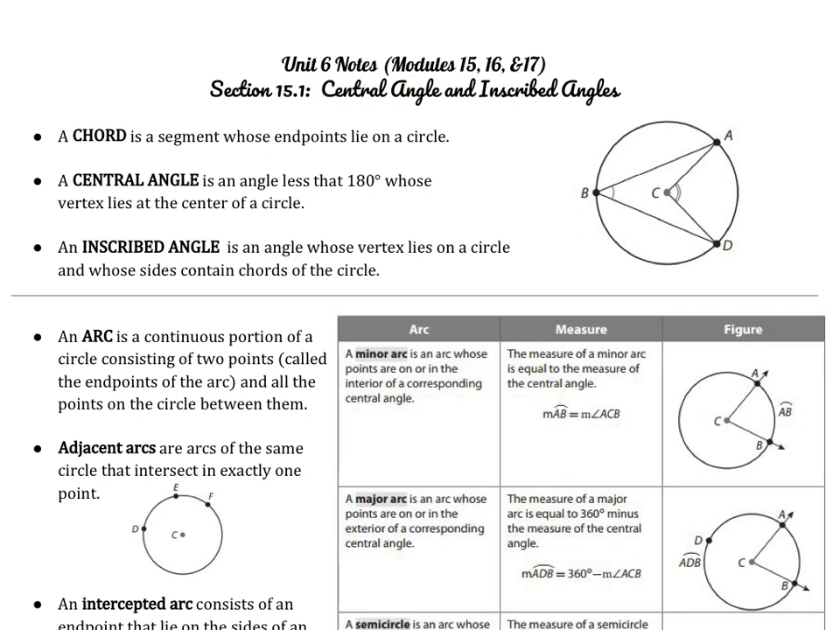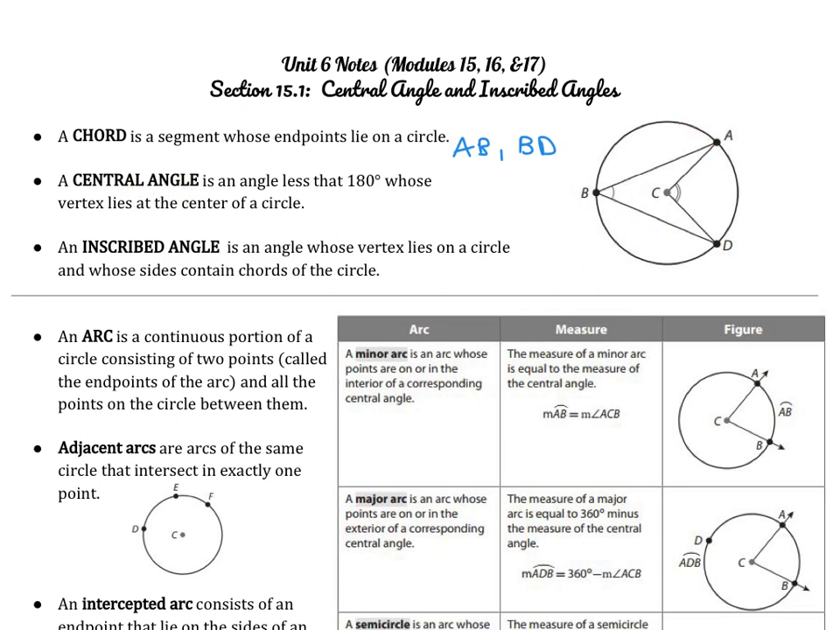So today we're going to talk about central angles and inscribed angles within a circle. But first, some extra vocabulary. So first, a chord is a segment whose both endpoints lie on a circle. So for example, if you look at the figure to the right, AB is a chord, and BD is a chord. So again, endpoint and endpoint are both on the circle.